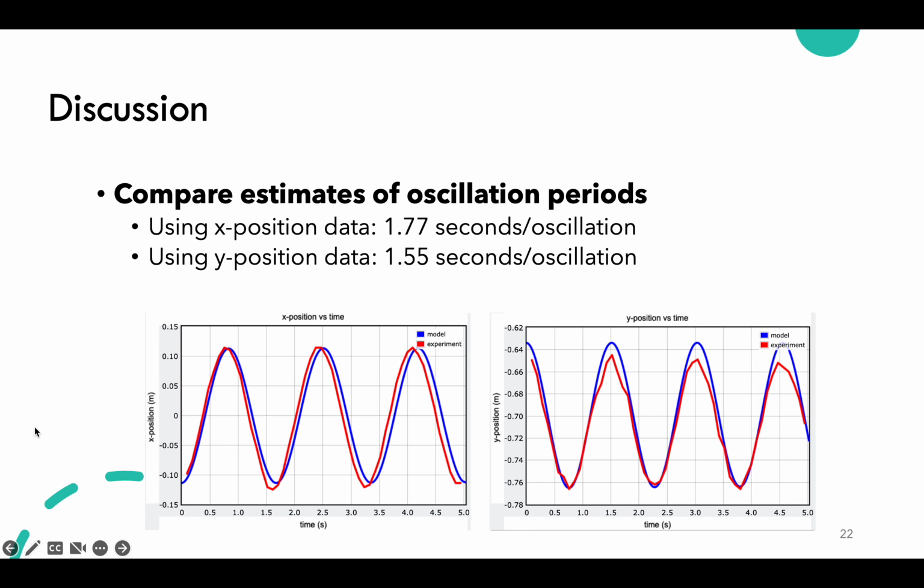And then moving on to the second what if question, it asked us to compare the estimates of oscillation periods in the experimental data. So using the X position data, I found that the oscillation period is 1.77 seconds, and the Y position data showed that it's 1.55 seconds. And the discrepancy between these two is potentially due to the fact that more forces, like gravity and the spring force, are acting on the Y component, or those forces are working at a higher magnitude than they are in the X direction, where gravity and spring forces are not necessarily as strong.